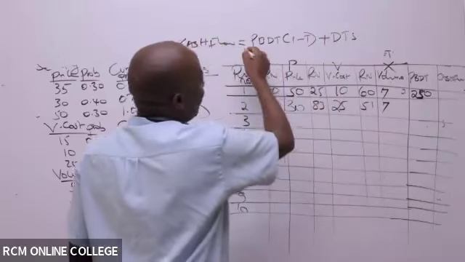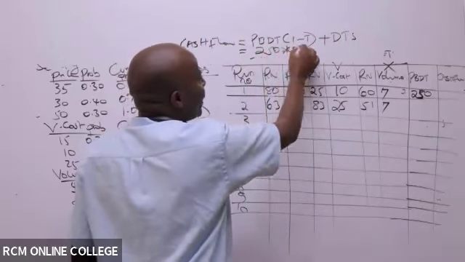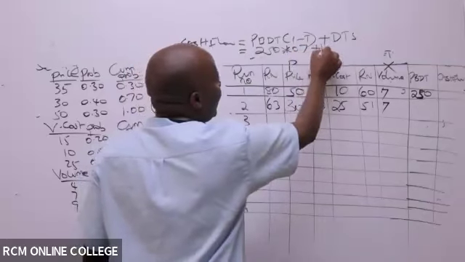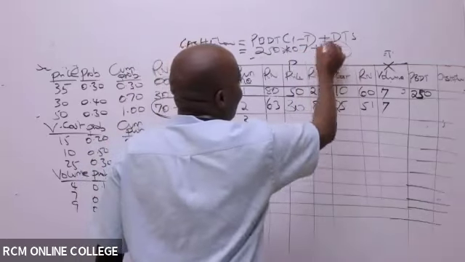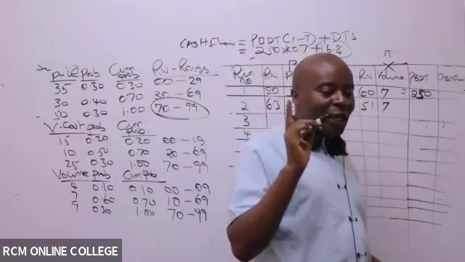Cash flow should be PBDT into 1 minus tax plus DTS. So the PBDT is 250, 1 minus tax is 0.7, and the DTS is 16.8. Are you able to remember this depreciation tax shield? I'm so sure that is where, Linda, you went wrong.